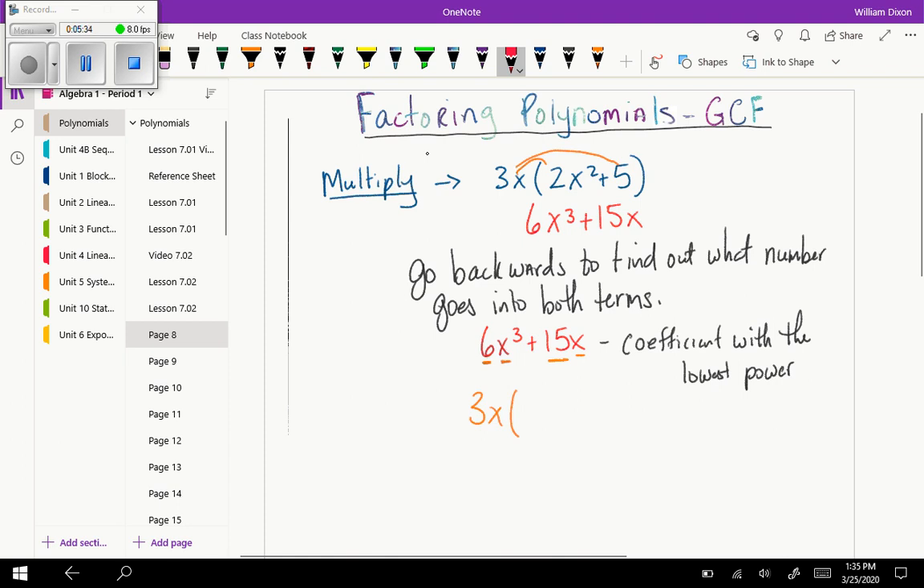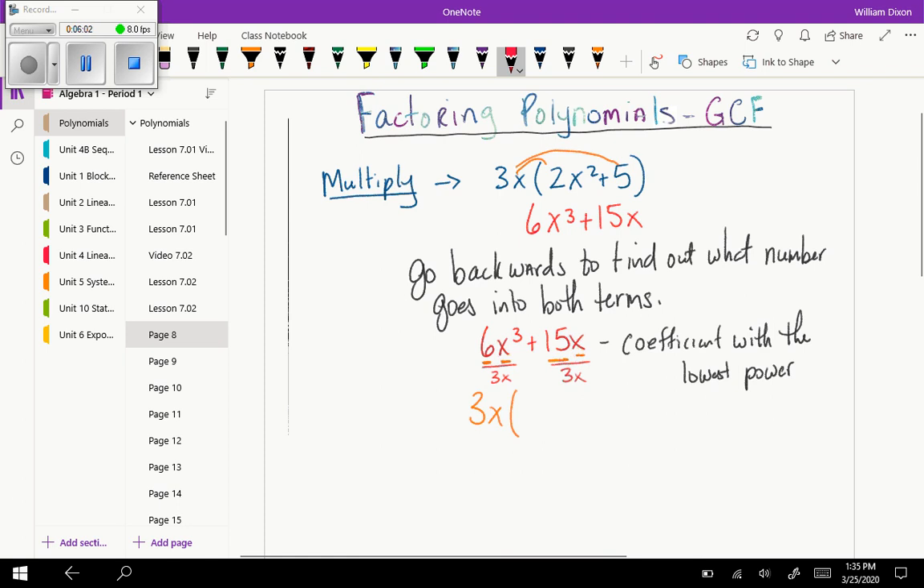So what you're really doing now, since 3x is the greatest common factor of 6x to the third and 15x, is dividing that out. So if I put a division sign here, and I put 3x, and a division sign and 3x. Okay, so now after you take the 3x out, that comes down, the question is, what are you left with when you divide that out?